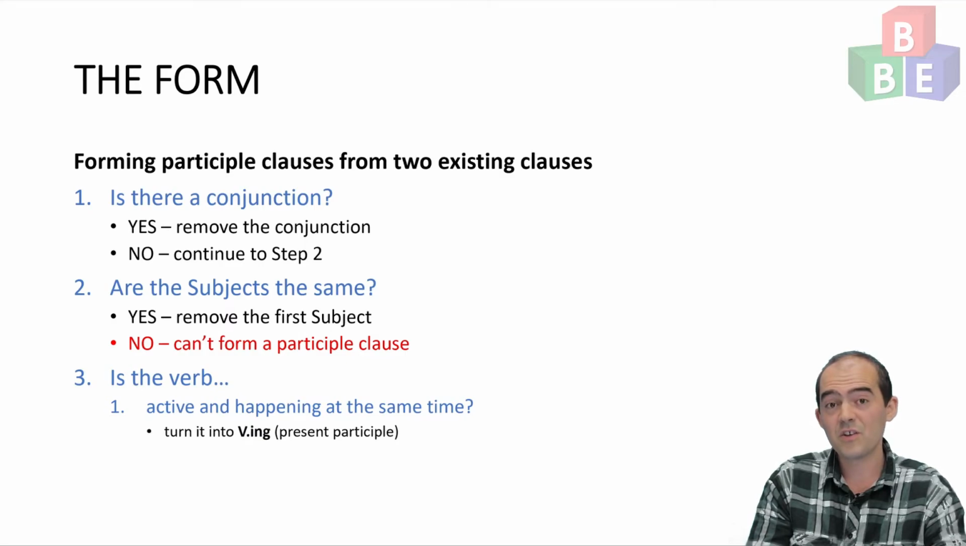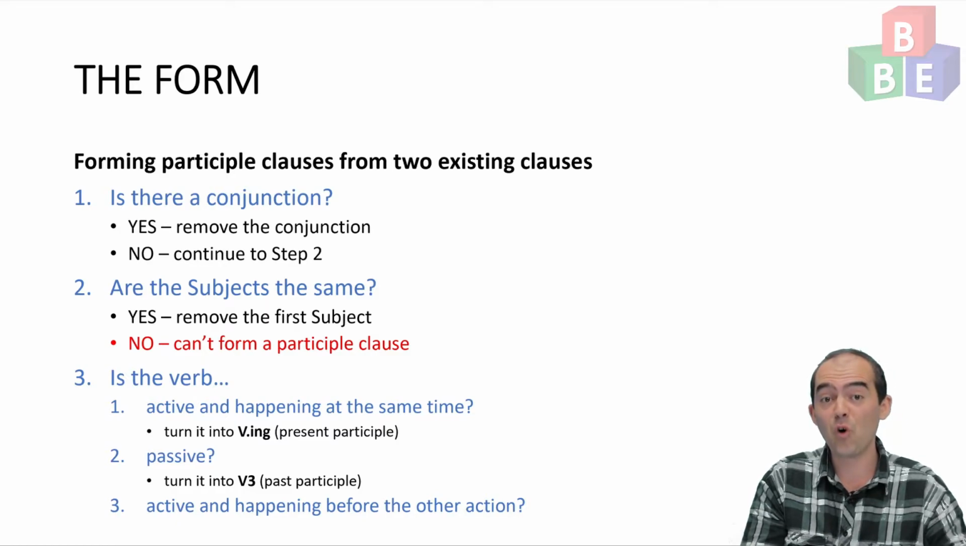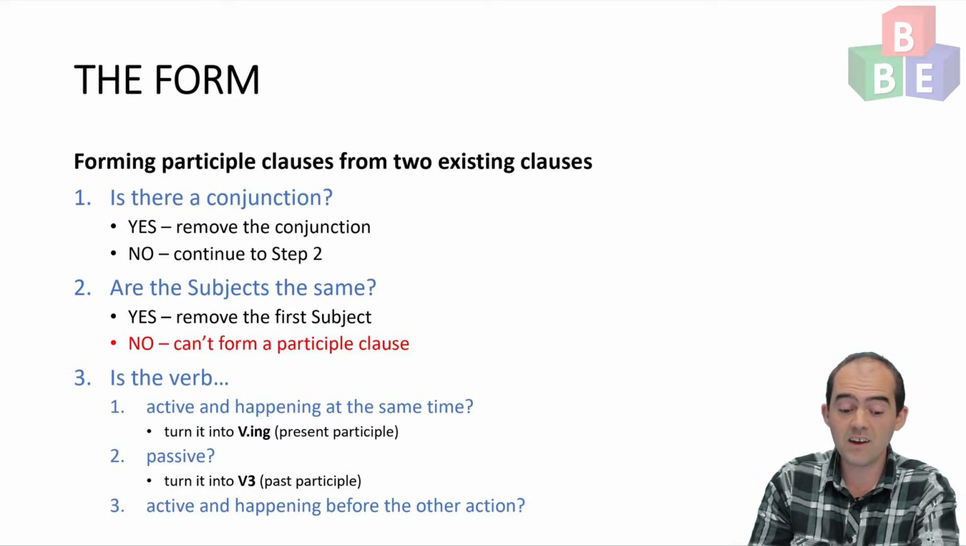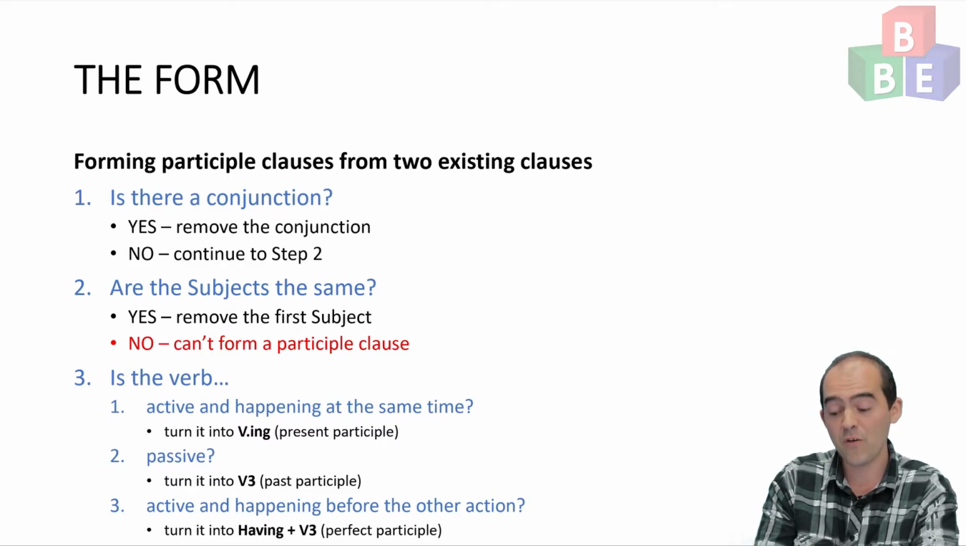In that case, turn the verb into a verb ing, a present participle. Or is the verb passive? If it's passive, turn it into a verb 3, past participle. And is the verb active and happening before the other action? In this case, you turn it into having plus verb 3 to make the perfect participle.